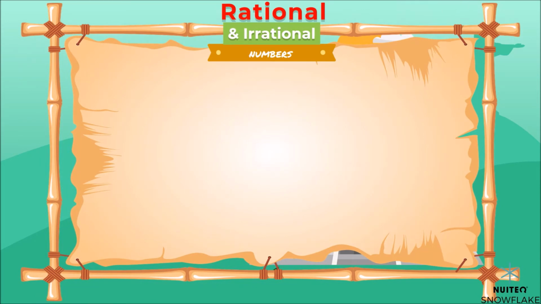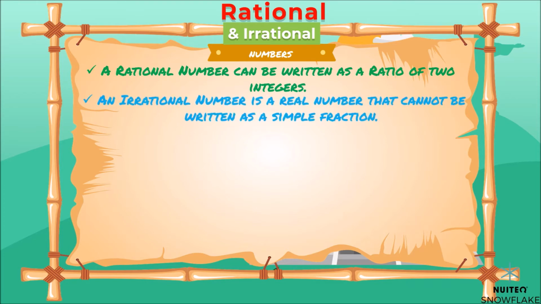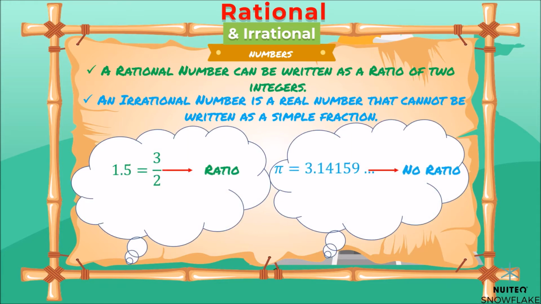Well, let's start with the concept of rational and irrational numbers. A rational number can be written as a ratio of two integers, for example a simple fraction. An irrational number is a real number that cannot be written as a simple fraction. In here 1.5 is rational, but pi is irrational.